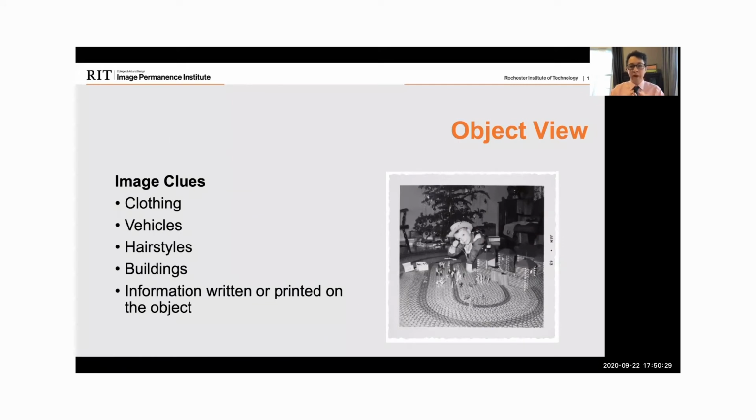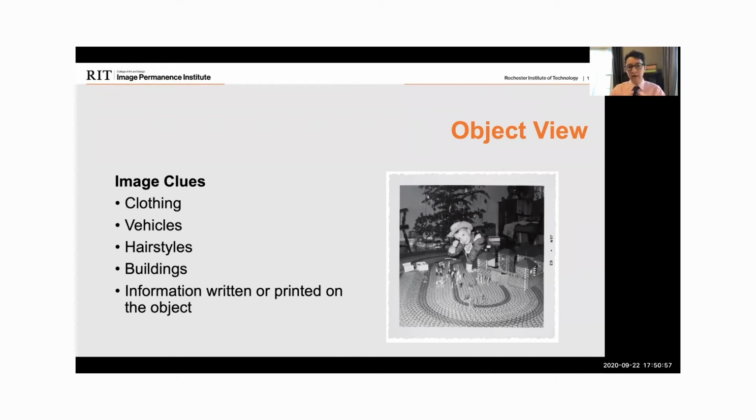So I'll start actually with this extra information because it really can tell us quite a lot. So when we look at image clues, if it happens to be a portrait, we can look for things like clothing, vehicles, hairstyles, and that can help us narrow down a date. And if we can narrow down a date, we can definitely narrow down the process options. Are there any buildings in the image? Maybe you might know when a building was built, and that might narrow it down.